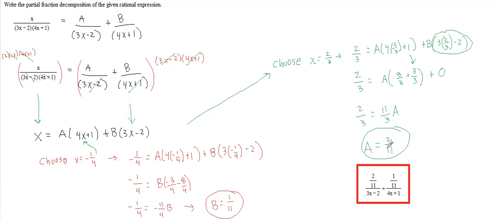So then we put those back in, backing up to our original equation here. We put the 2/11 in the A spot, and we put the 1/11 in the B spot. So our final answer here is in this red box.